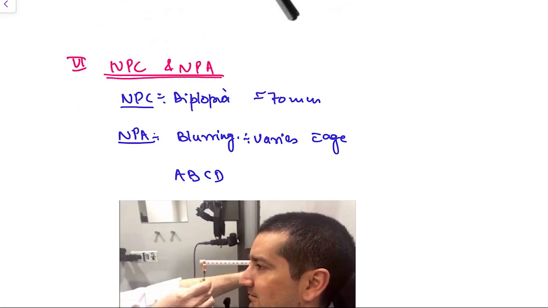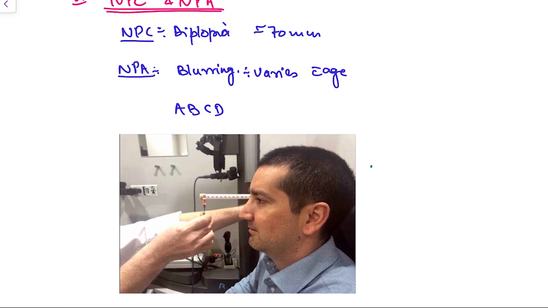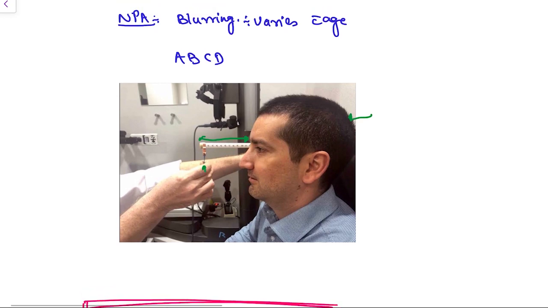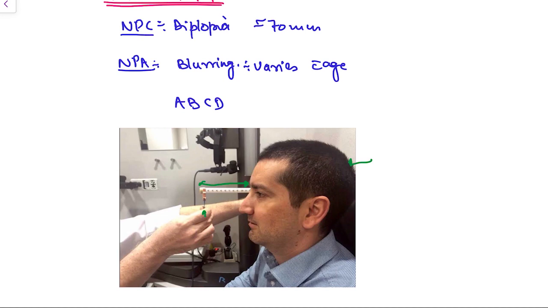Now, near point of accommodation and near point of convergence. This test will tell us whether the patient has good accommodation and good convergence abilities. So how is the test done? Here is this scale present. Fine. Now the examiner holds one object in his hand and will start moving this object towards the patient. For the near point of accommodation, the patient has to tell the point when they start experiencing blurring of the image.